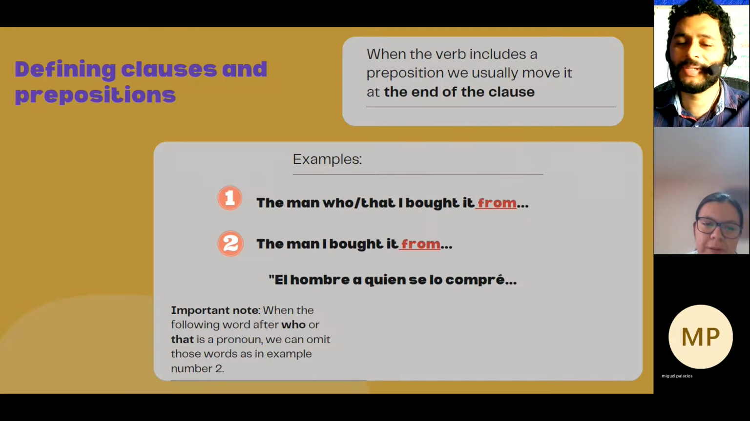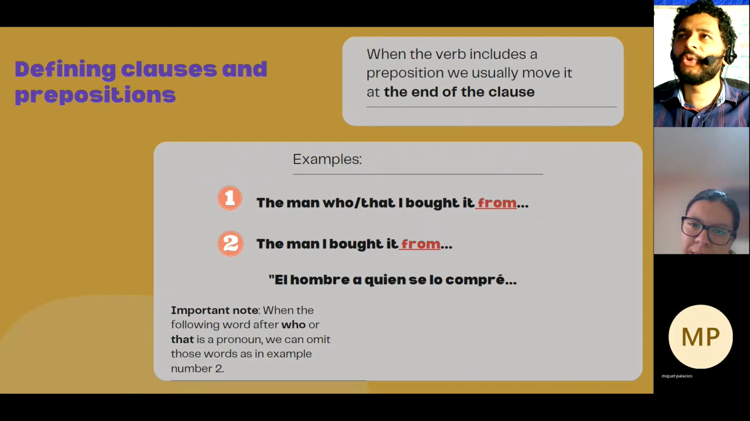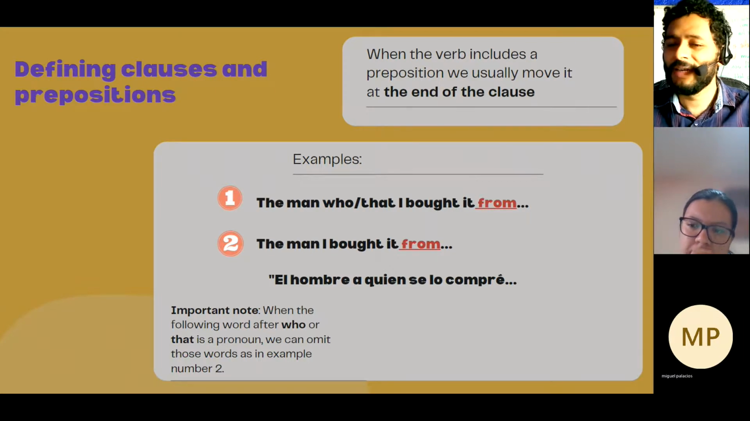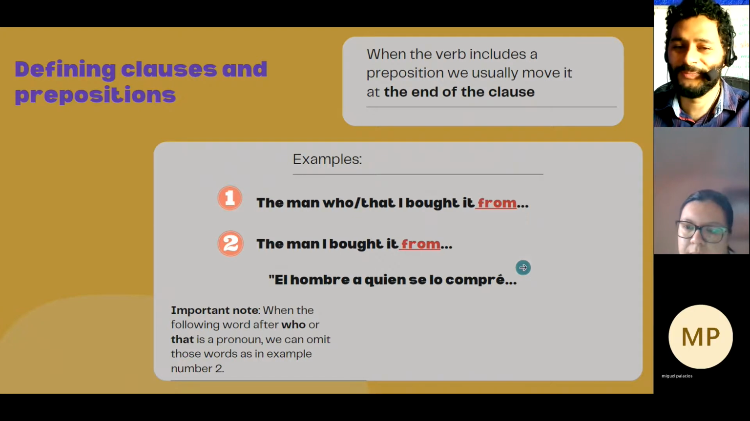Ahora. Mira, ahí es donde se empieza a poner ya más divertido. Muchos verbos vienen con preposiciones. Es decir, cuando tú estás incluyendo un verbo en tu cláusula, un verbo que tiene una preposición pegada, o sea, que trae una preposición ahí en conjunto, esa preposición tiene que aparecer al final. Me imagino que has visto ideas como esto, ¿no? The man that I bought it from. The man I bought it from didn't tell me that I was doing something wrong, o algo así, ¿no?